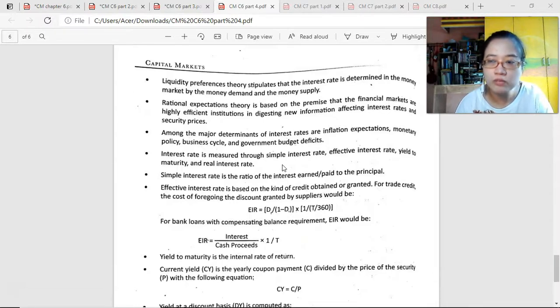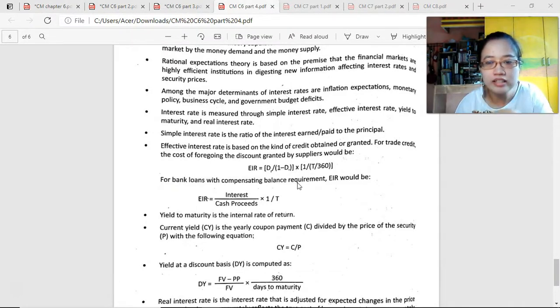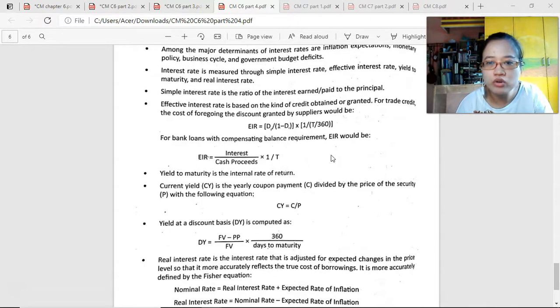Interest rate is measured through simple interest, effective interest, or yield to maturity, and real interest rate. Simple interest rate is the ratio of the interest earned or paid to the capital. Effective interest rate is based on the kind of credit obtained or granted. So for trade credit, the cost of the foregone discount granted by the supplier: the discount over total amount minus discount, times 1 over the term in excess of the discount period over 360. Okay. For bank loans with compensating balance requirement, EIR would be interest over the cash proceeds times 1 over the term of the loan.